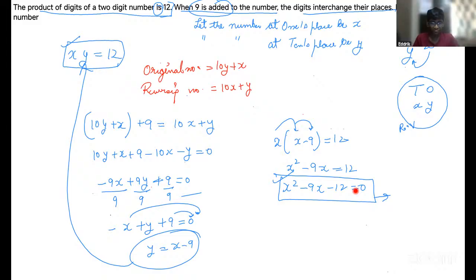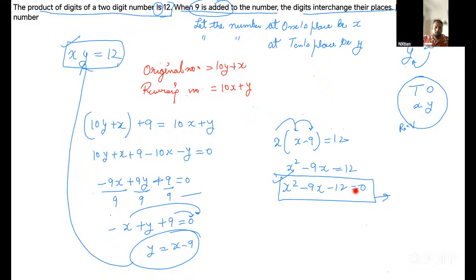Sir, I use a different method. Which method? I take the tens place as x and the ones place as y. So xy is equal to 12. Original number is 10x plus y. Reverse number is 10y plus x. So 10y plus x is equal to 10x plus y plus 9. So I got 9y minus 9x is equal to 9. So y minus x is equal to 1. So y is equal to 1 plus x. So x into 1 plus x is equal to 12. x squared plus x minus 12 is equal to 0. And I got x as 3 and y as 4. So the number is 34. Okay, no problem.